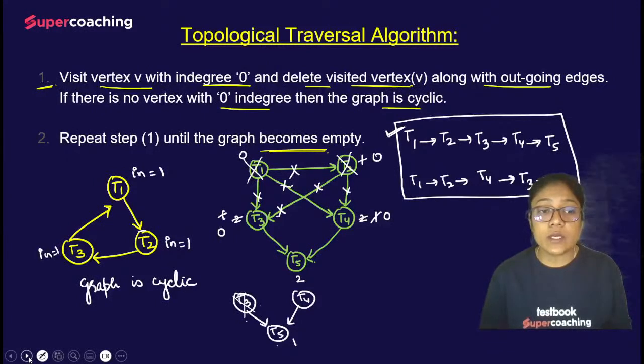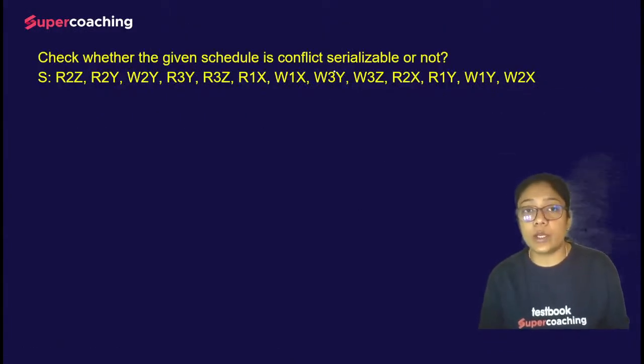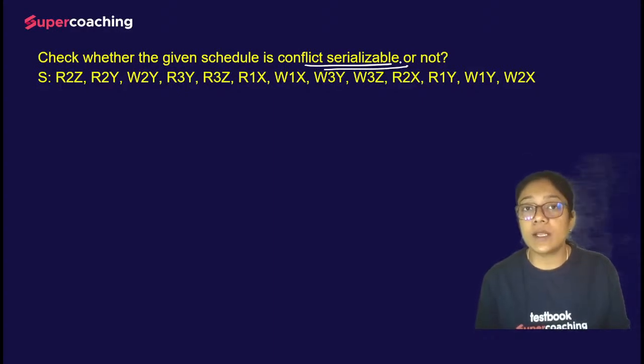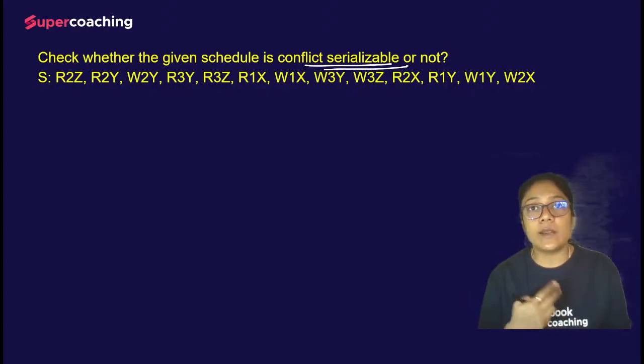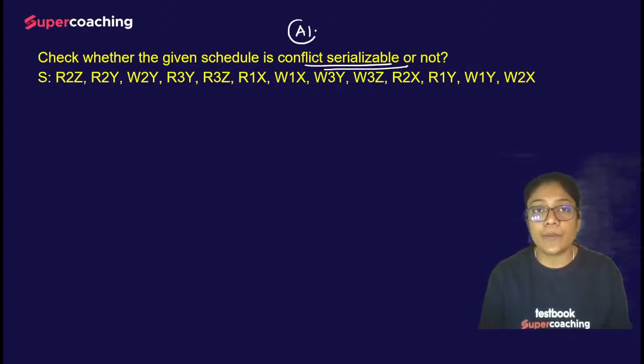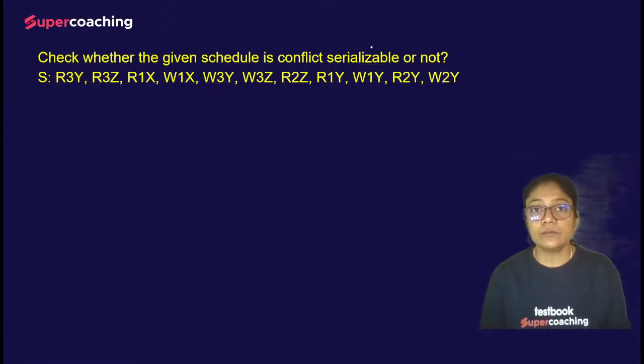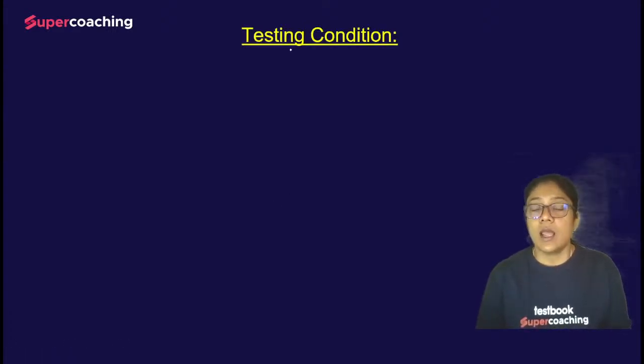So on the basis of this, I'm giving you a few assignment questions. Here you have to check just whether the schedule is conflict serializable or not. If it is conflict serializable, then definitely there will be some equivalent serial order. You have to return that. So this is the first assignment question. Check if the given schedule is conflict serializable or not. Assignment question number 2. Check if the given schedule is conflict serializable or not. And that's it. So what is the testing condition here?